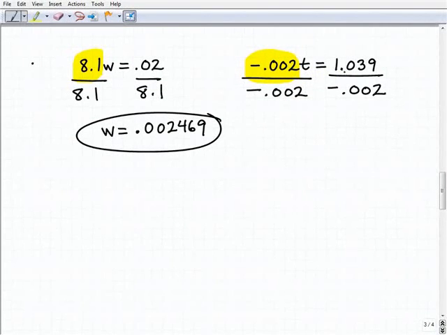So here I'm going to have a positive 1.039 divided by a negative 0.002. I know my answer is going to be negative, so now all I have to do is use my calculator to get the actual answer. So 1.039 divided by negative 0.002 is going to be equal to a negative 519.5. So that's what t is going to be equal to.